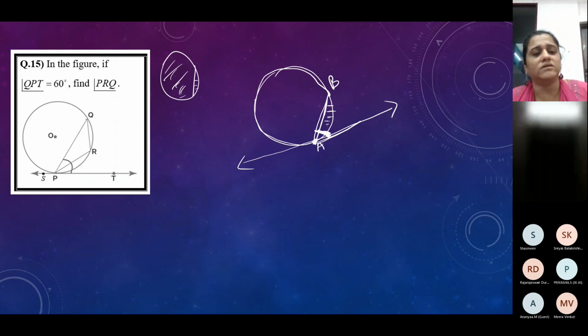Take any point on the arc. Join the ends of the chord to this point P. This angle is equal to this angle. That is the result by the alternate segment theorem.